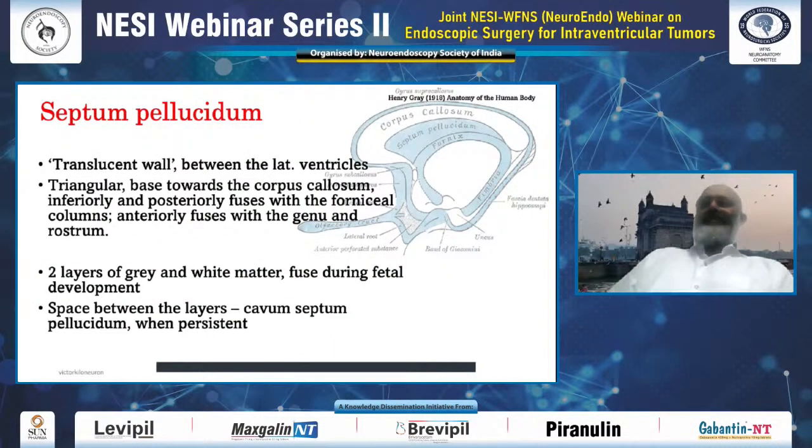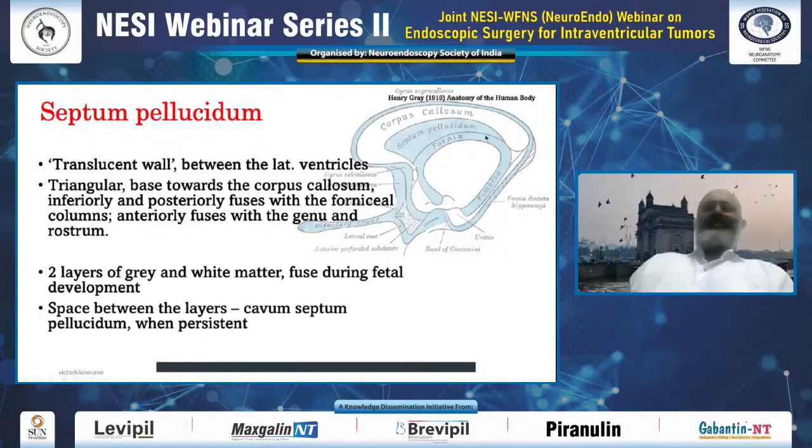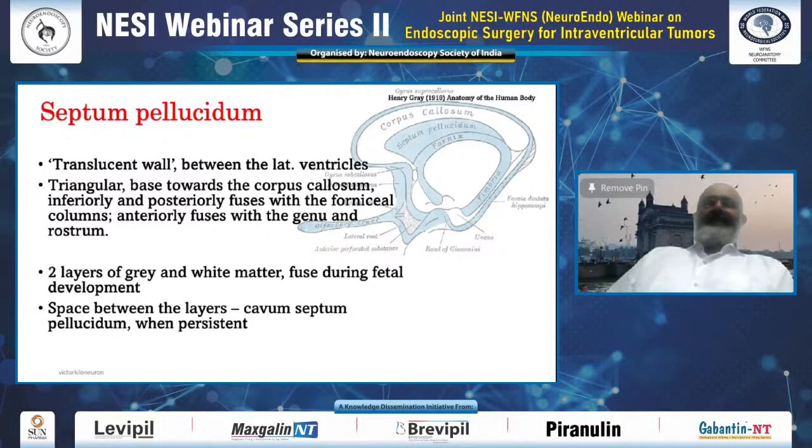The septum pellucidum is another structure we should be aware of. It literally means translucent walls between the lateral ventricles. It is triangular with its base towards the corpus callosum. Inferiorly and posteriorly, it fuses with the fornix, fornical columns, and anteriorly with the genu and the rostrum. It consists of two layers of gray and white matter, which usually fuse during fetal development. If this space persists between them, it is known as a cavum septum pellucidum.